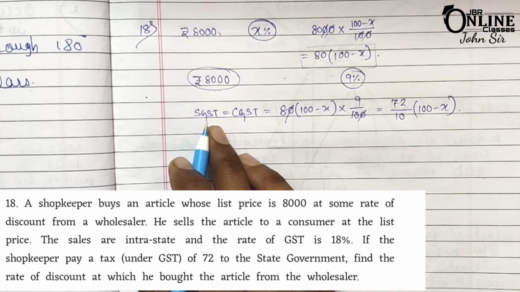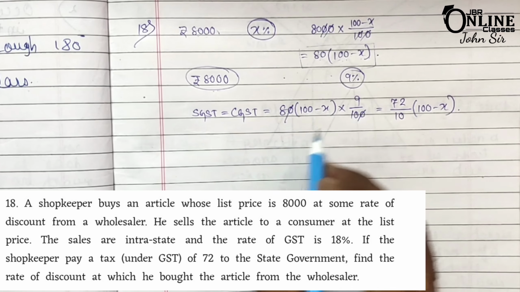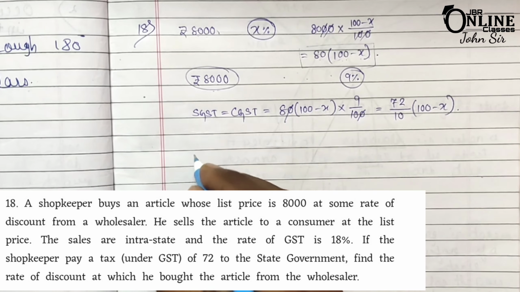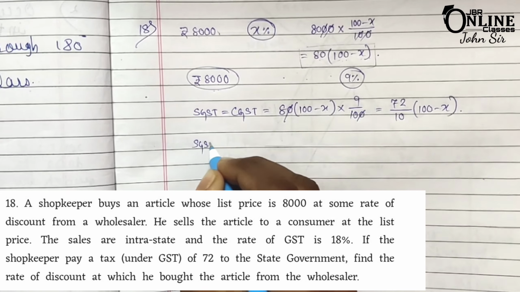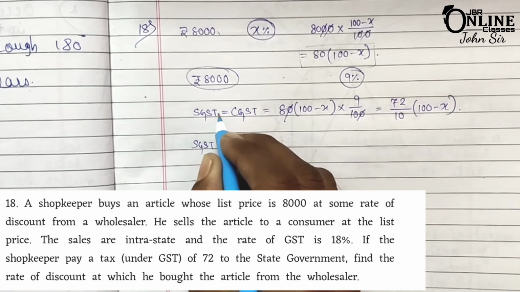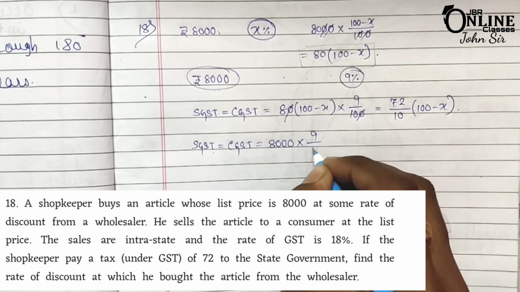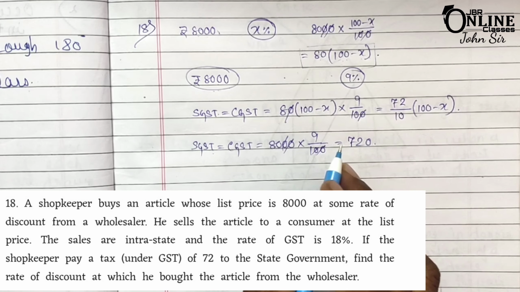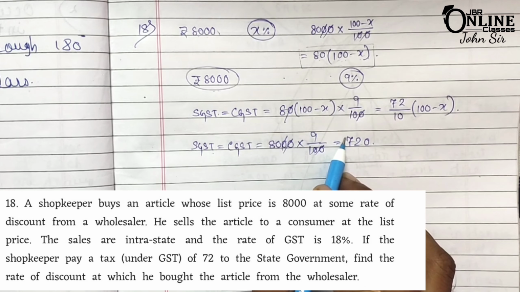Now the amount of GST of the shopkeeper will be 72 by 10 into 100 minus X. Next you have to find the amount of GST paid by the consumer to the shopkeeper. The previous one is the input, this one is the output. So that will be 8000 rupees into 9 by 100, that equals 720. So 720 is the output SGST paid by the consumer to the shopkeeper.